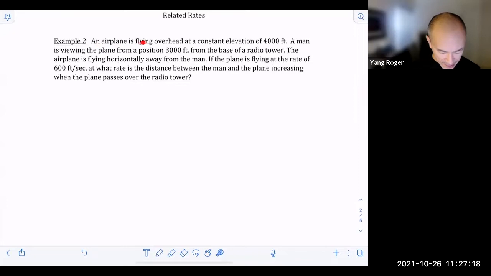A plane is flying overhead with a constant elevation of 4,000 feet. So I think this constant elevation of 4,000 feet is going to be important. A man is viewing the plane from a position 3,000 feet from the base of a radio tower. So for sure, I need to draw a picture. So let me draw a picture here.